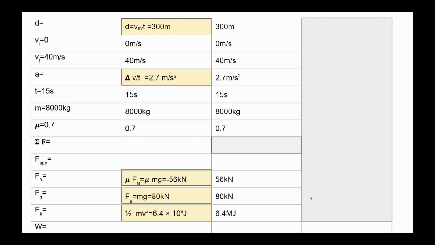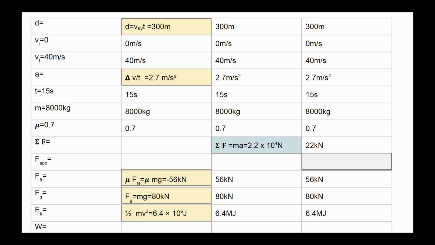Now we're down to 2 that we need to still solve for, but we can only do 1 at this step. We can find our total force, which is 2.2 times 10 to the 4th newtons. 4 zeros, if we borrow 1, it's 22 times 10 to the 3. So this number is 22,000. That makes it 22 kilonewtons. We have 1 thing left to solve for.